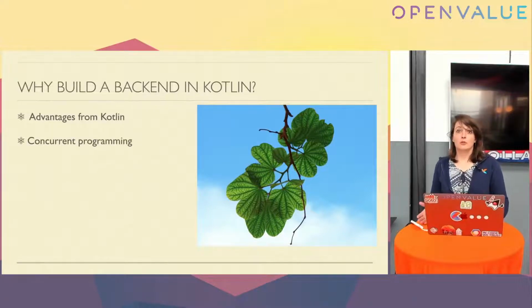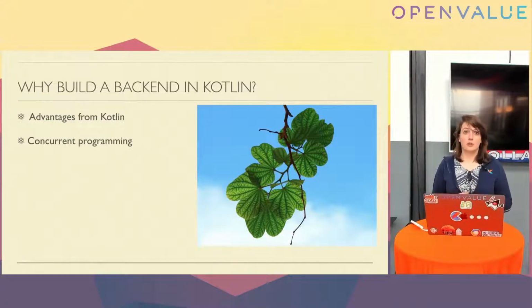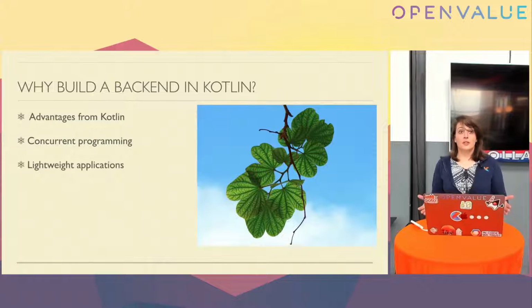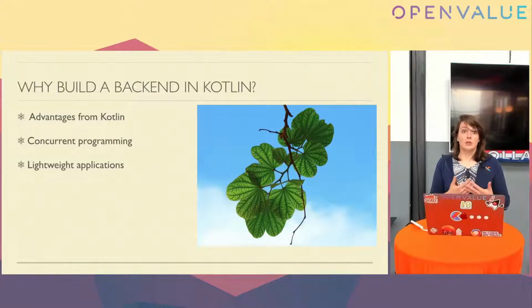Concurrent programming, of course. Kotlin coroutines are, I think, a very powerful feature in the Kotlin language, which you can't really find in other JVM languages. So if you have any requirements regarding that part, have a look at Kotlin coroutines, of course. Lightweight applications, not only at runtime, but also lightweight in complexity of your code base, as a lot of Kotlin language features are enabling you to write readable and therefore maintainable code.